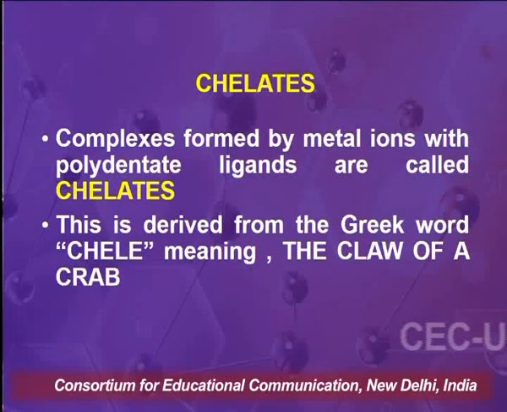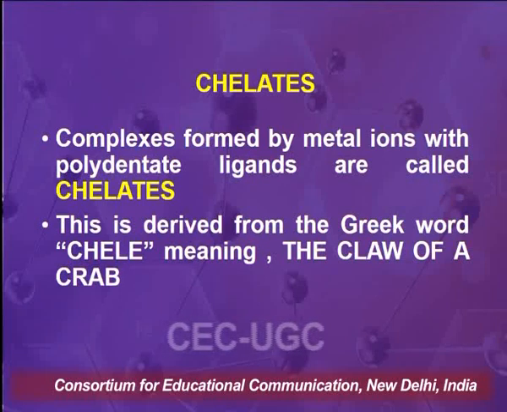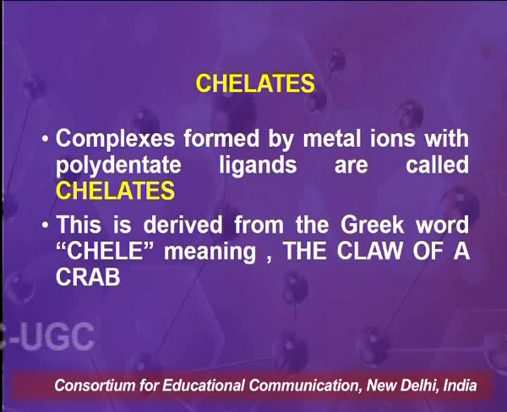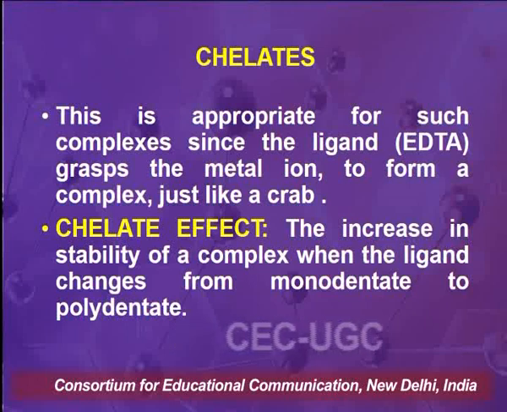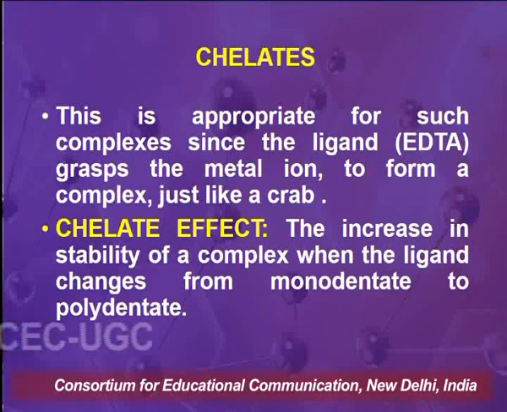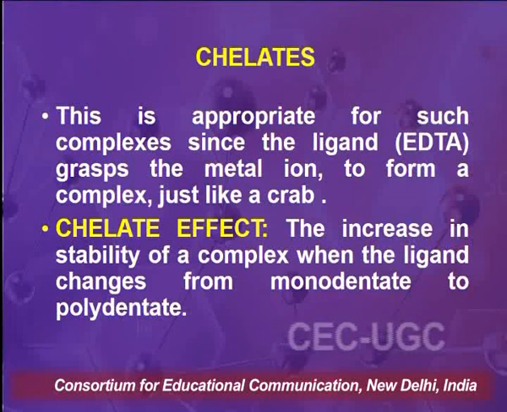Complexes formed by metal ions with polydentate ligands are called chelates. The word chelate is derived from a Greek word, chele, meaning the claw of a crab. This is appropriate for such complexes since the ligand, which is EDTA, grasps the metal ion to form a complex, just like a crab can use its claws to grasp its prey.